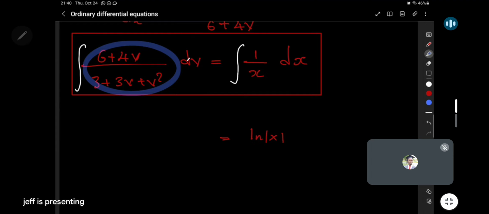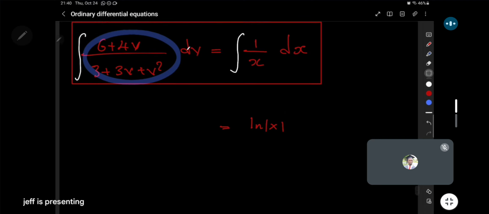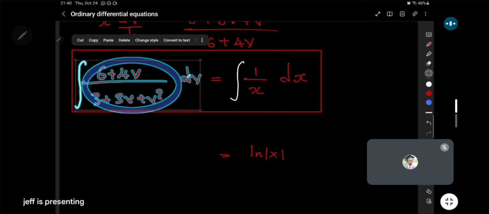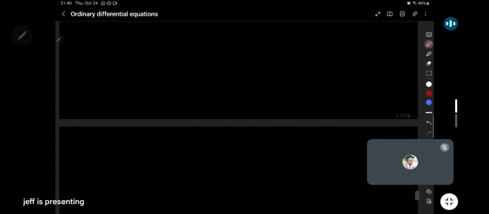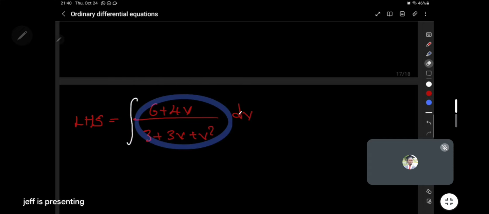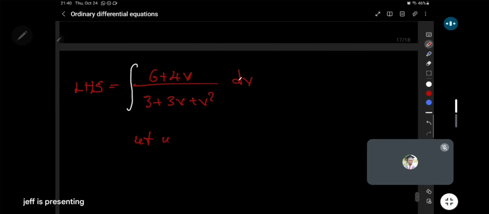So here we will use u substitution. We'll just focus on the left hand side for now, and we want to perform the integral so that we continue the problem. We'll say let u be equal to 3 plus 3v plus v squared.